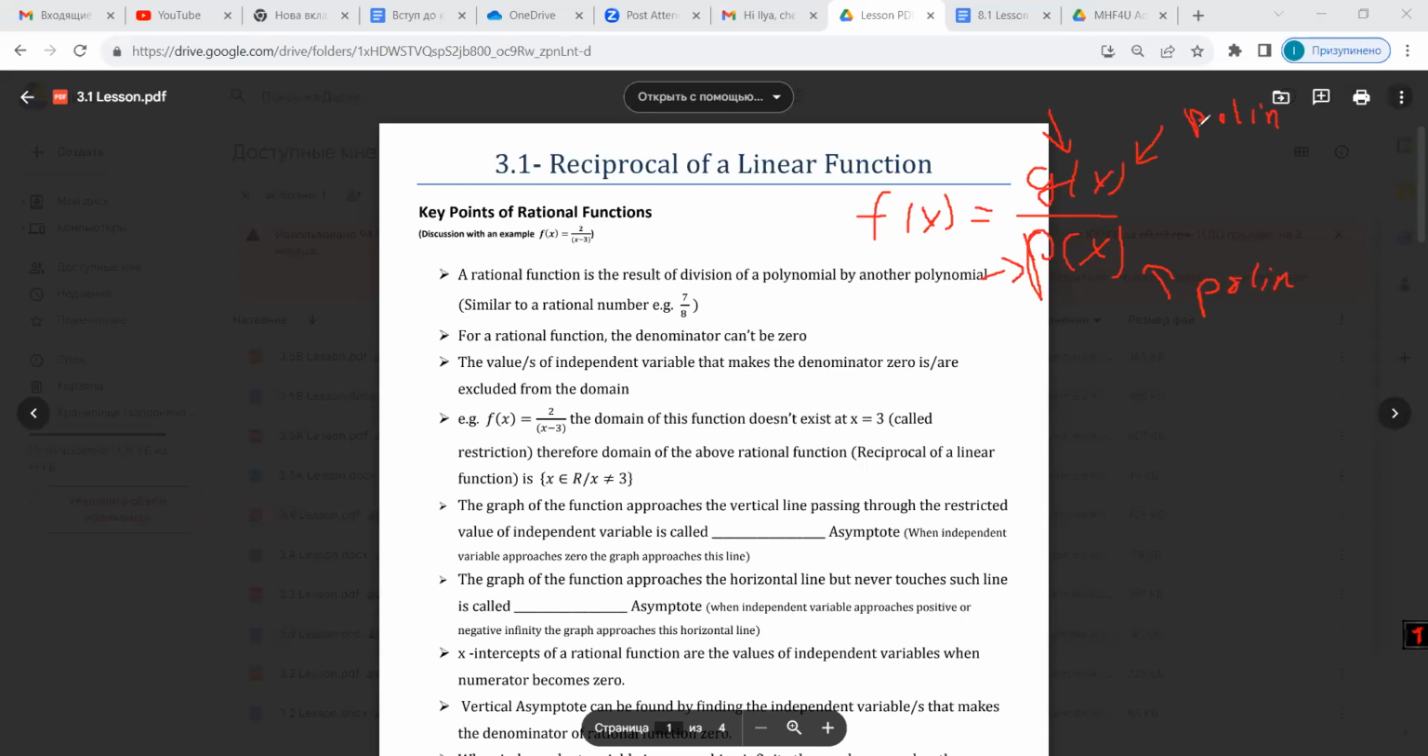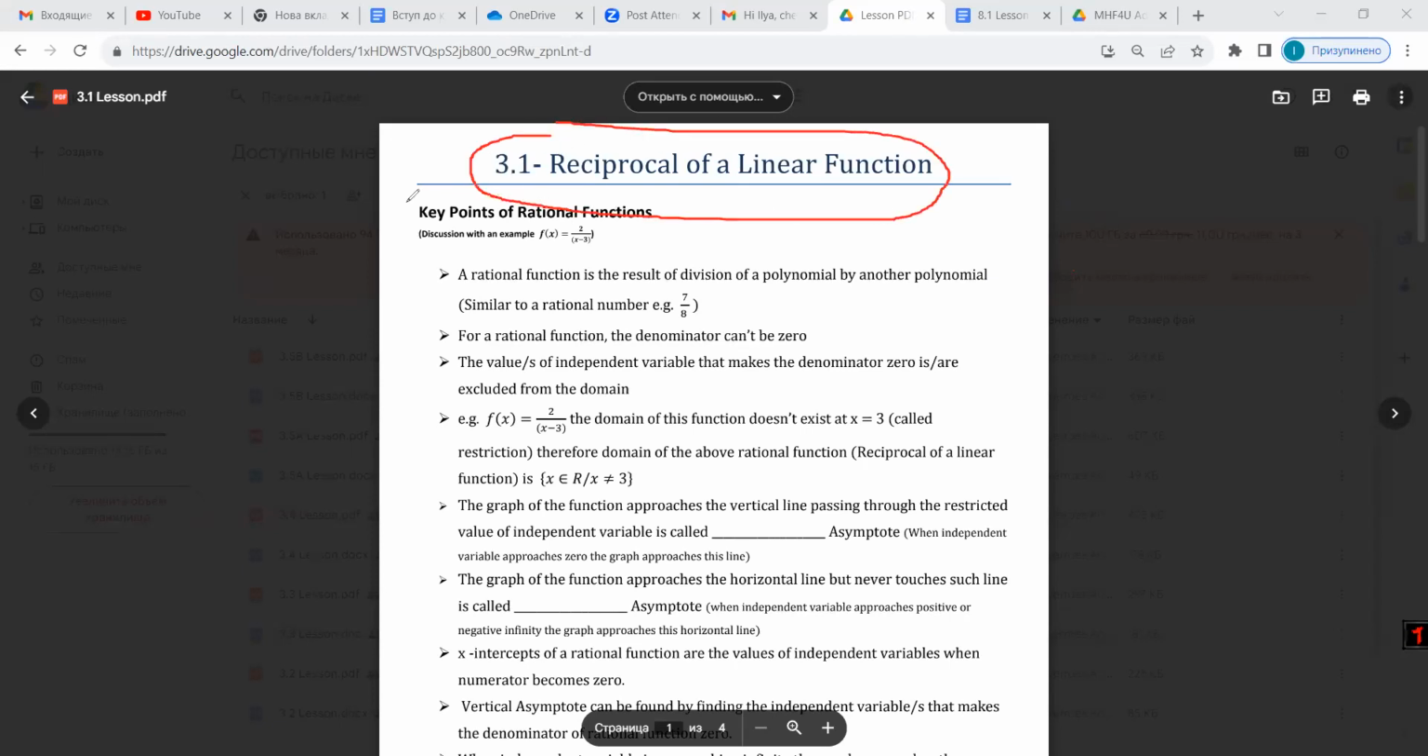And in order to understand what basically happens to the function, we have to first understand what the reciprocal of a linear function is. We're going to start with the basics. We're going to use the following example for our discussions today: f of x equals 2 over x minus 3.